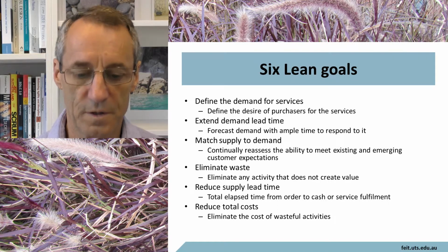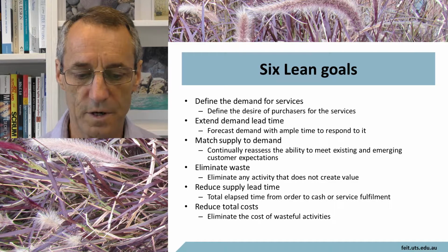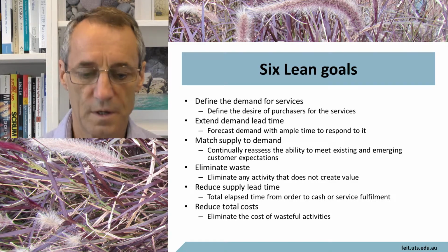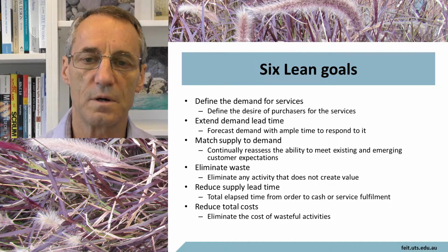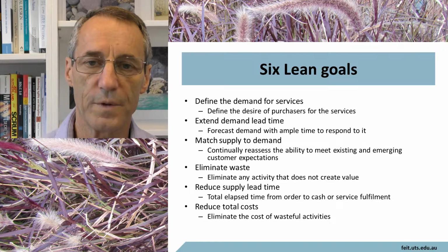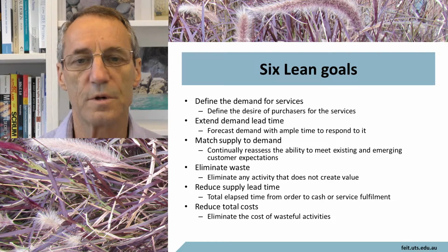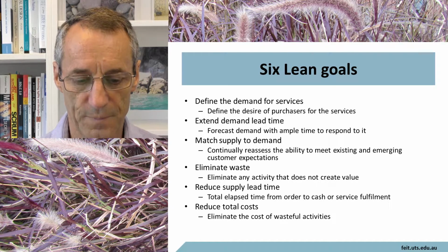First was define the demand for services. So define the desire of purchasers for the services. So who needs to buy this? Extend the demand lead time. So if you can predict when people are going to want things, if you can settle down your demand on your production processes, you can have a much more stable production process, and that leads to much less error.